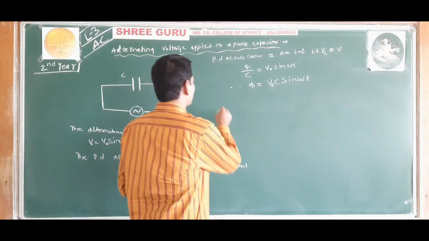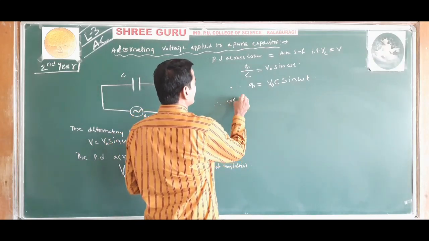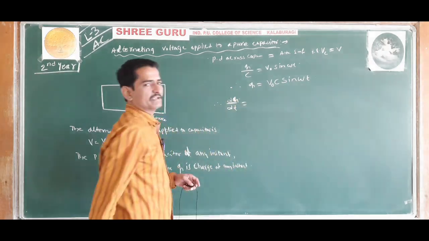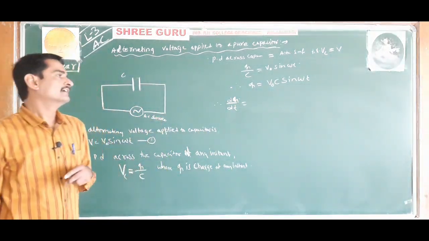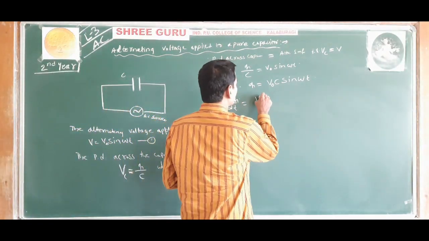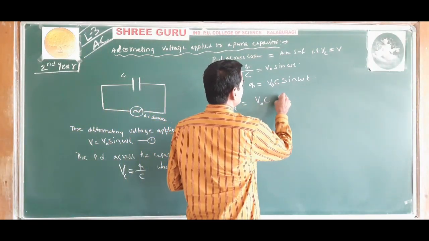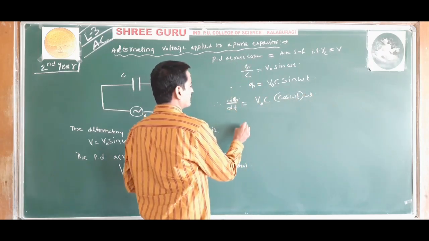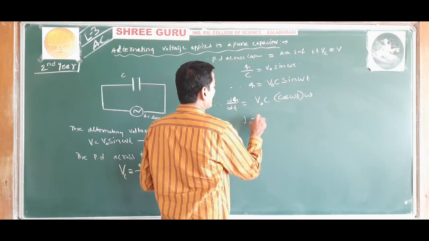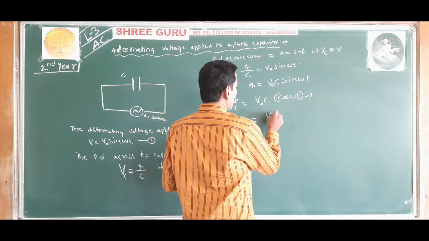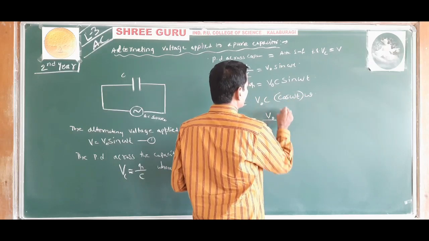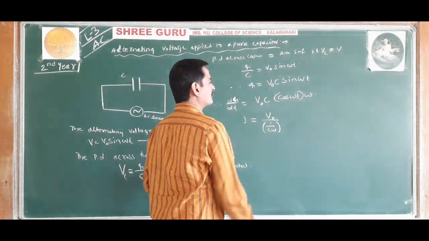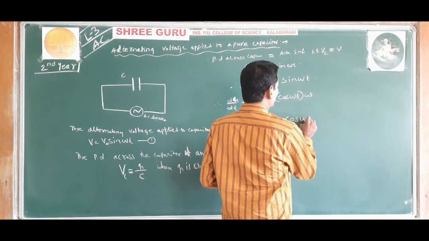Now differentiate this with respect to time, dq by dt, because we want current. So dq by dt equals V naught C times the derivative of sin omega t, which is cos omega t into omega. And dq by dt is nothing but I. So I equals V naught into C omega; taking C omega into the denominator, it becomes V naught divided by 1 by C omega into cos omega t.